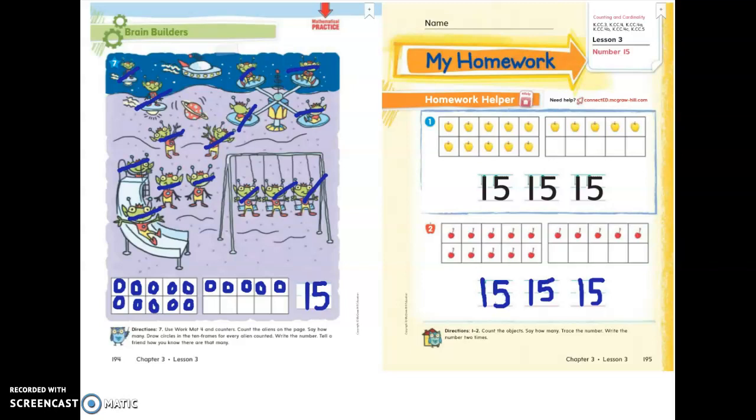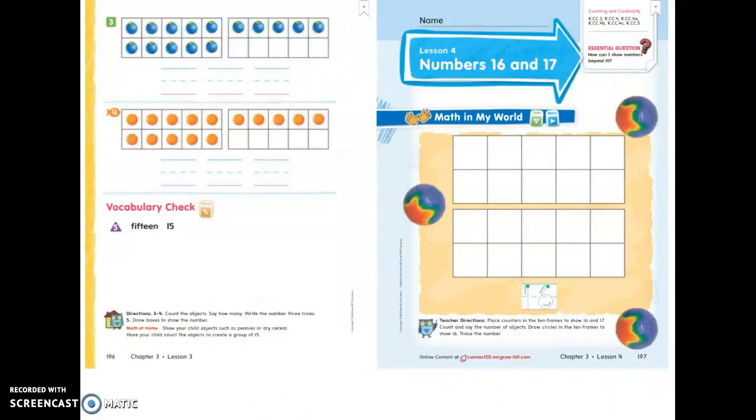For this lesson, we will continue working on our math. This is where we stopped last time. We completed page 195. Now we will turn to page 196.